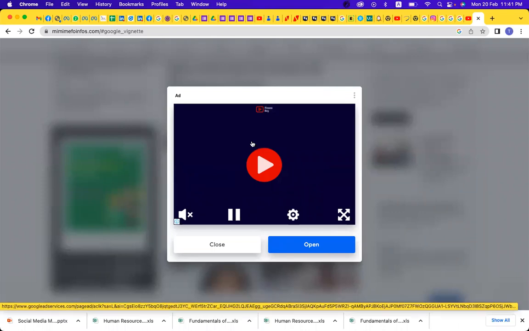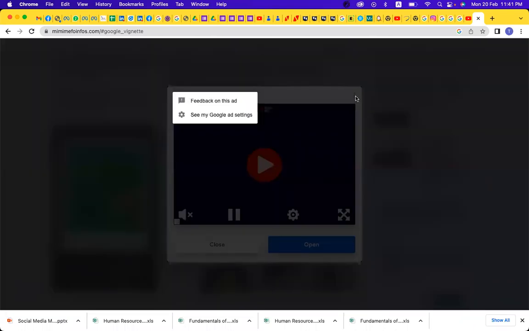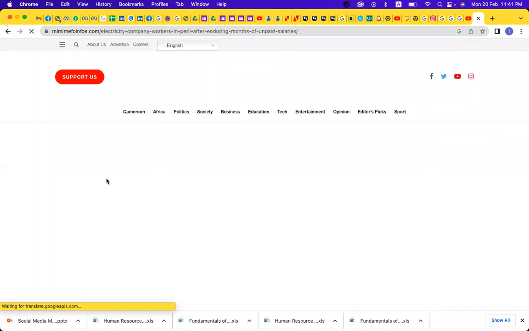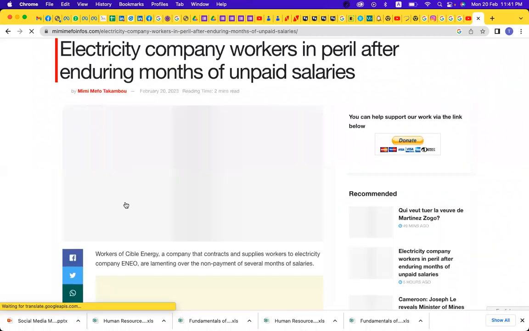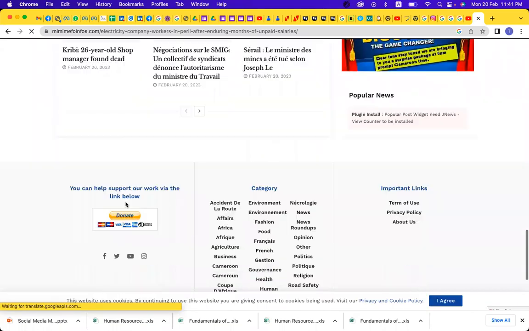I've just clicked on an article. I have not even started reading the article and an ad has popped up. This is an ad by Google as well. See my Google ad settings. So this is how a display ad looks like.